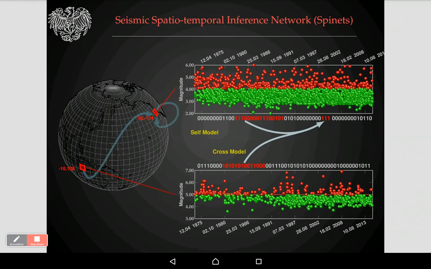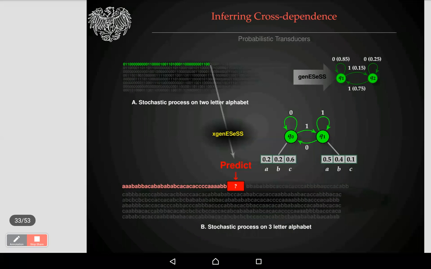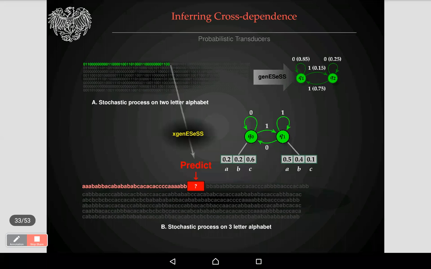So bringing that together, if you have, say, a couple of thousand seismically active tiles over the planet, and you're looking at models which predict at different time delays, together you have to actually infer really millions of models. We'll come to how many models we infer in a moment, but this cross-dependence inference, just a quick word on that, is very similar to what I described for the self models, except now, instead of trying to predict symbols in the same stream, we want to predict symbols in a second or target stream.